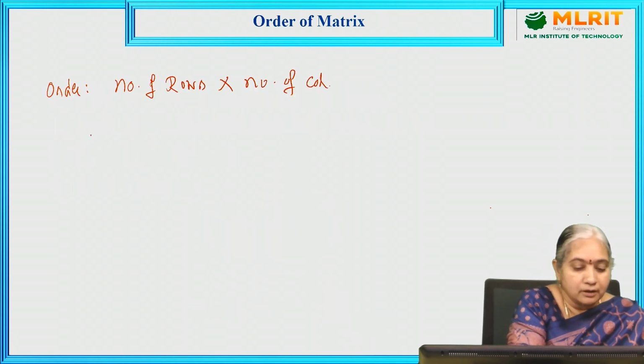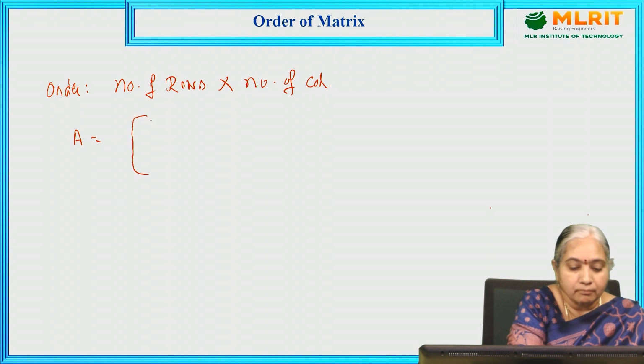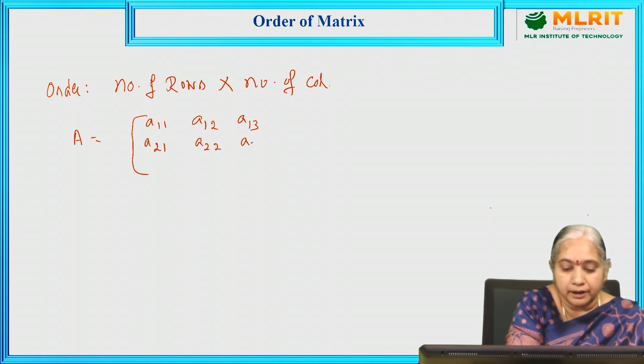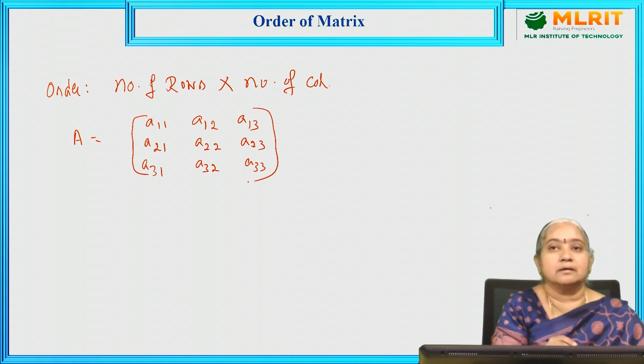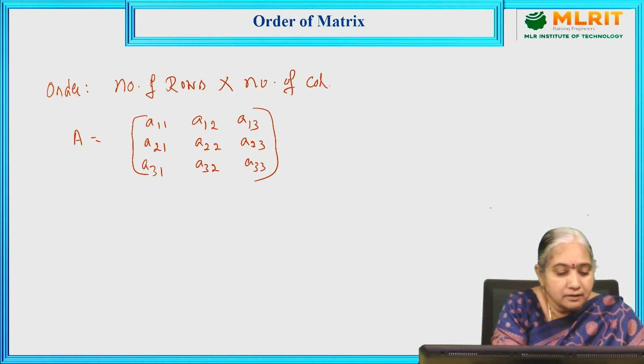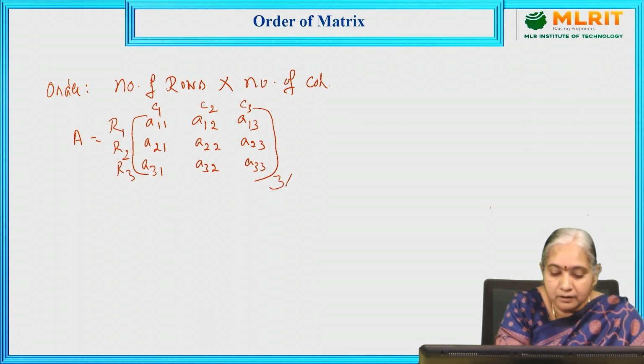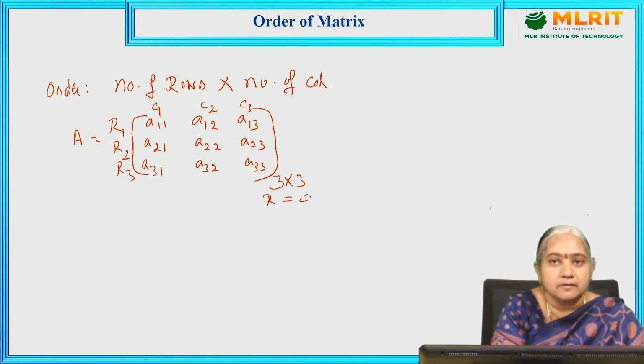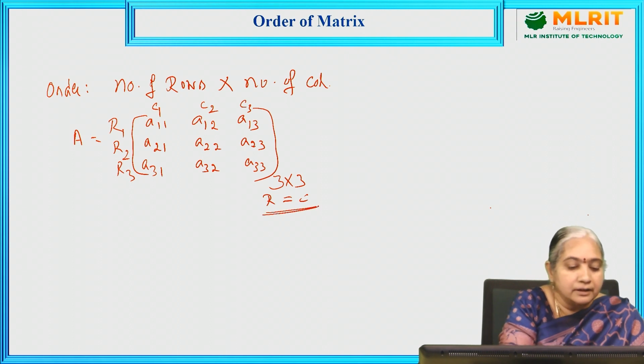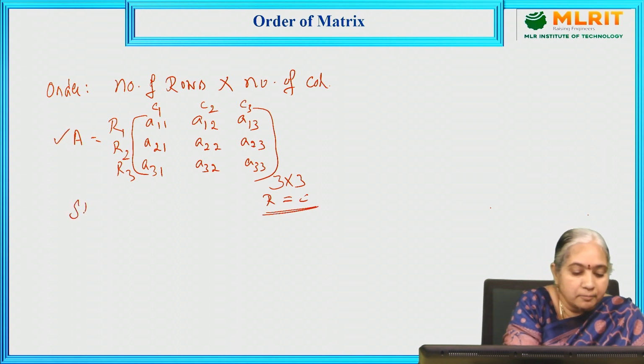Suppose the matrix A equals a11, a12, a13, a21, a22, a23, a31, a32, a33. So, this is the matrix A. In this matrix, there are a total of 3 rows and 3 columns. So, the number of rows equals the number of columns. Whenever this property is satisfied, this type of matrix is called a square matrix.